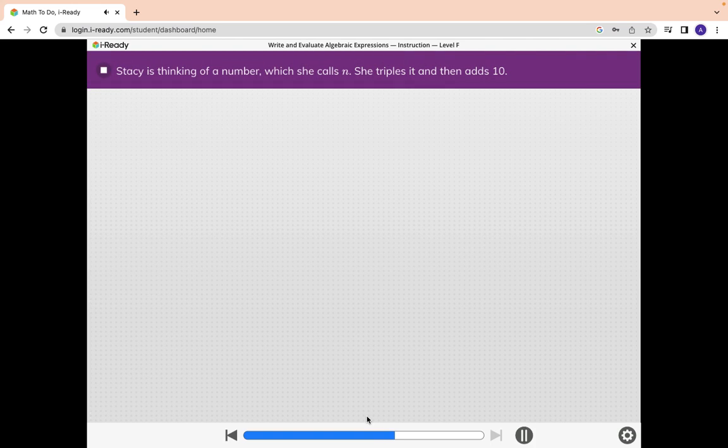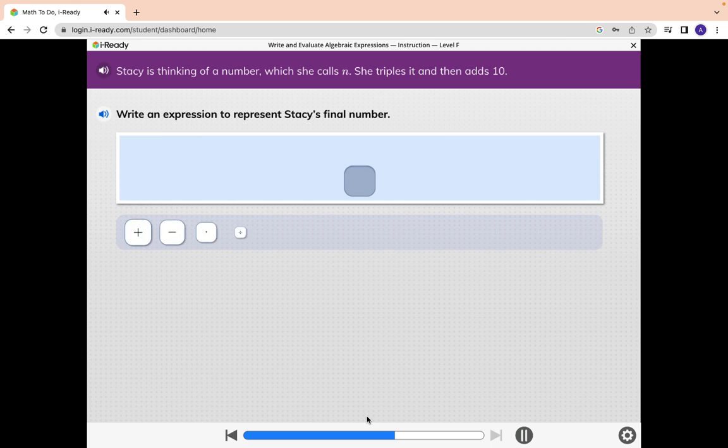Stacy is thinking of a number, which she calls n. She triples it, and then adds 10. Write an expression to represent Stacy's final number.